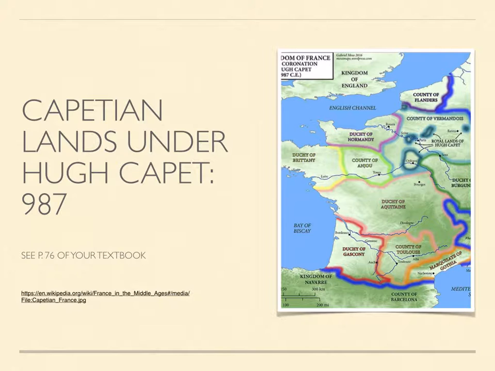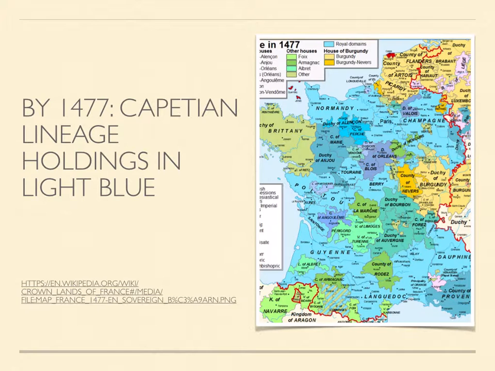So here what we're looking at is those tiny little dark turquoise, aqua bubbles around Paris and the northern section of France. Those are the Capetian territories. So comparatively speaking, when you look at the other territories, these are not large territories. So these were the Capetian holdings around 987 AD.